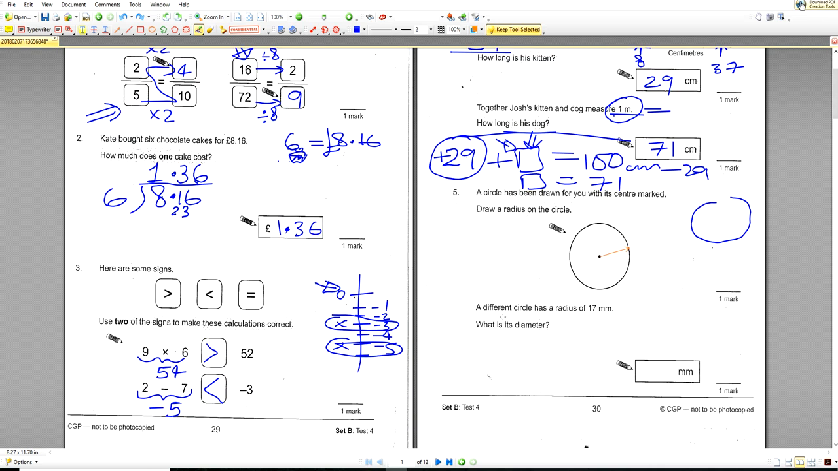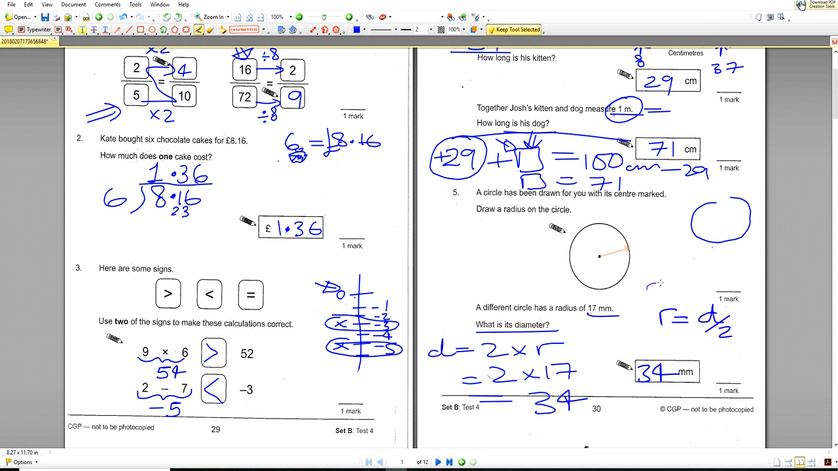Okay, right. A different circle has a radius of 17 millimeters. What is its diameter now? The diameter is always double our radius. So 2 times 17, because the diameter is the distance all the way across, not half the way across. If you do 2 times 17, that'll give us 34. So that's the answer there. So remember, radius is equal to half the diameter, and the diameter is equal to double the radius. So there's our radius here, and the diameter will be all the way across. Okay, let's move on. Question number 6 now.